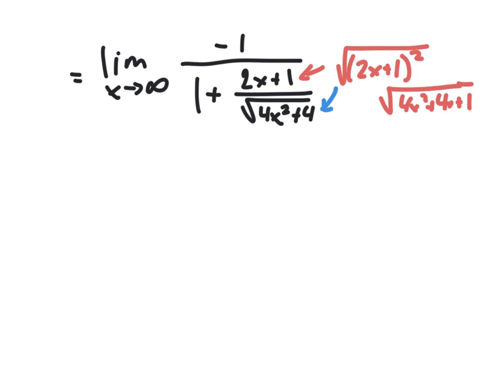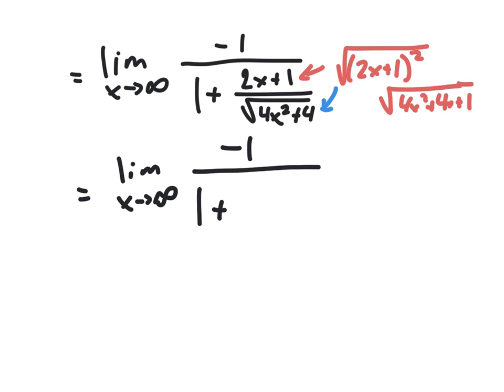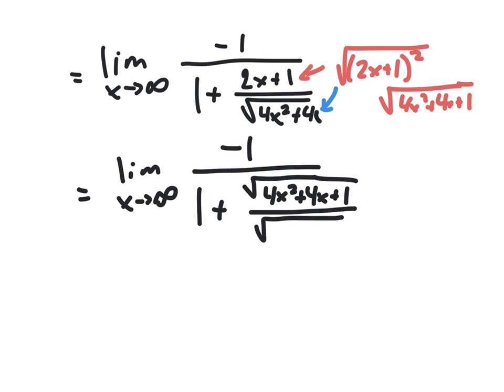So now we have the limit as x approaches infinity of still negative 1 over still a 1 plus a square root of 4x squared plus 4x plus 1 over a square root of 4x squared plus 4x. That's a 4x up there.